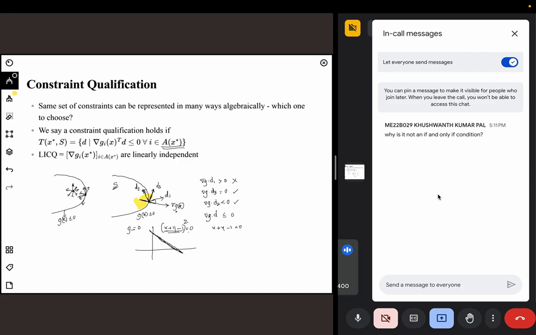So just to ensure that the way we get the value of D is unique, we'll put an extra qualification on our constraints. When we define the constraints, they have to be defined in such a way that the gradient vectors have to be linearly independent.